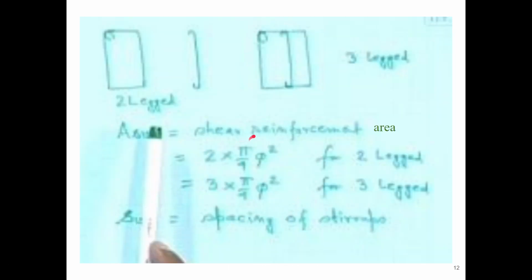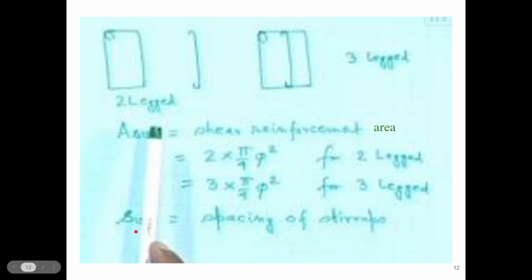As I told you, here there are two extensions, so it is two legged. In this case you can see one, two, and one more extension here, so that is why it is three legs. The more the number of legs, the more the area of shear reinforcement. For two legs it will be 2 × π/4 × φ², where φ is the diameter of the stirrup, and for three legs it will be 3 × π/4 × φ².